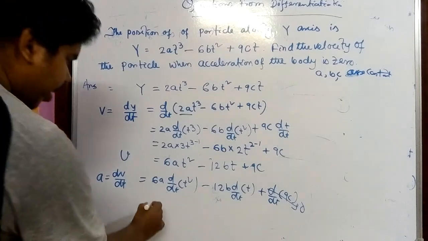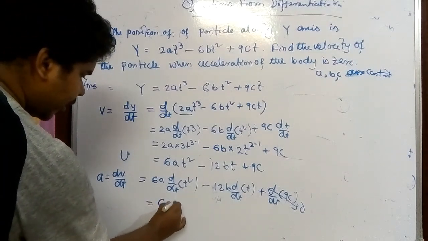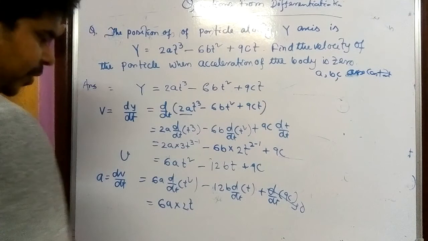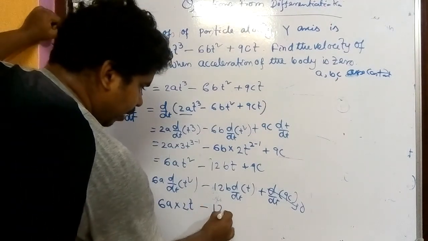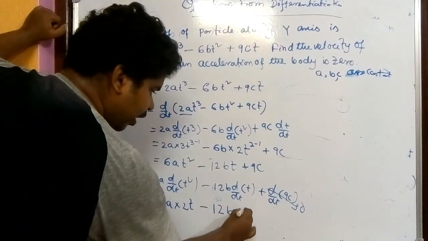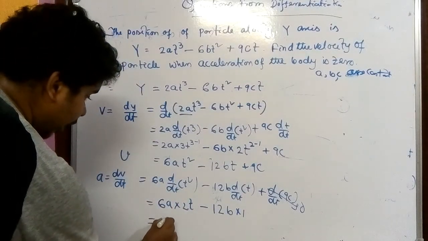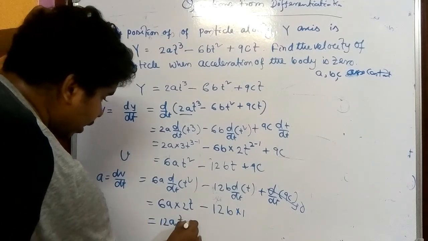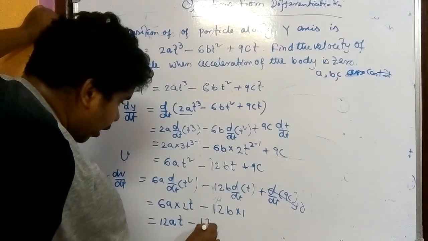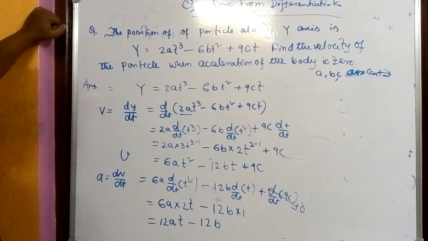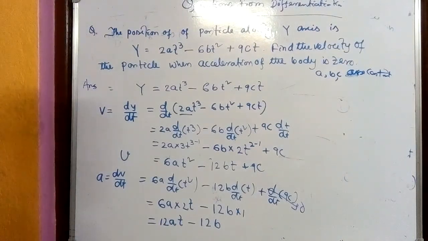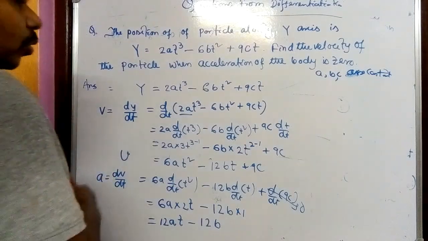Okay, so here you see 6a into 2t minus 12b into 1, dt by dt. So here it is coming 12at minus 12b. 12at minus 12b, that is our acceleration.